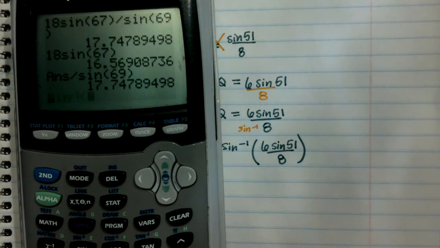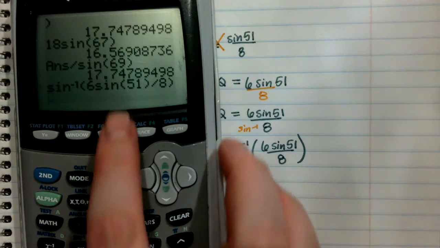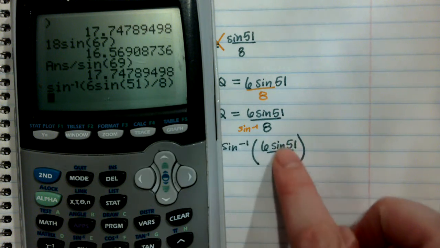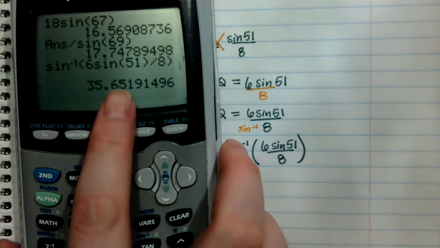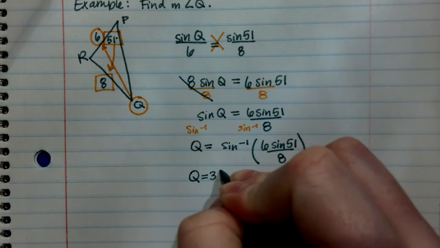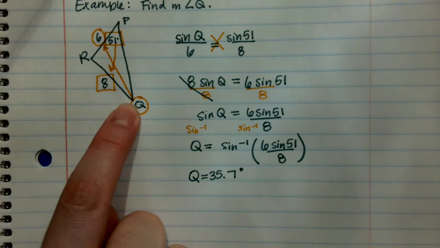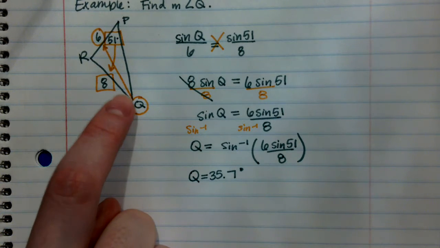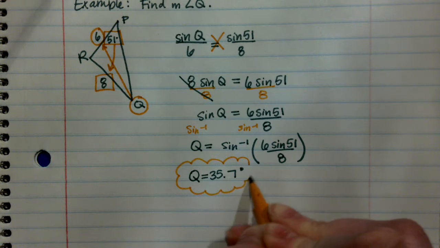So we do sine inverse of 6 sine 51 divided by 8. So inside your parentheses should look exactly like this. And we get 35.7. And this is an angle, so you should have degrees on there. And 35.7 looks pretty realistic for this very small angle in here. So I feel confident in that answer, 35.7.